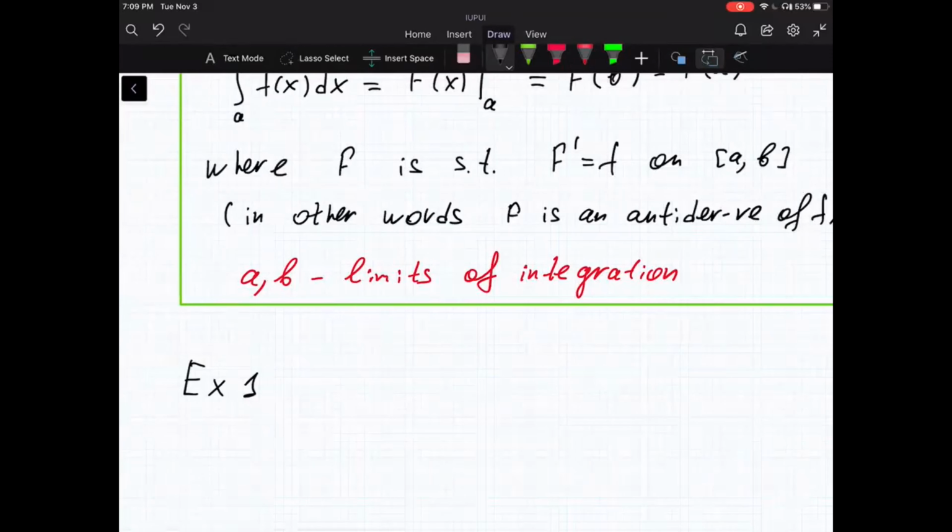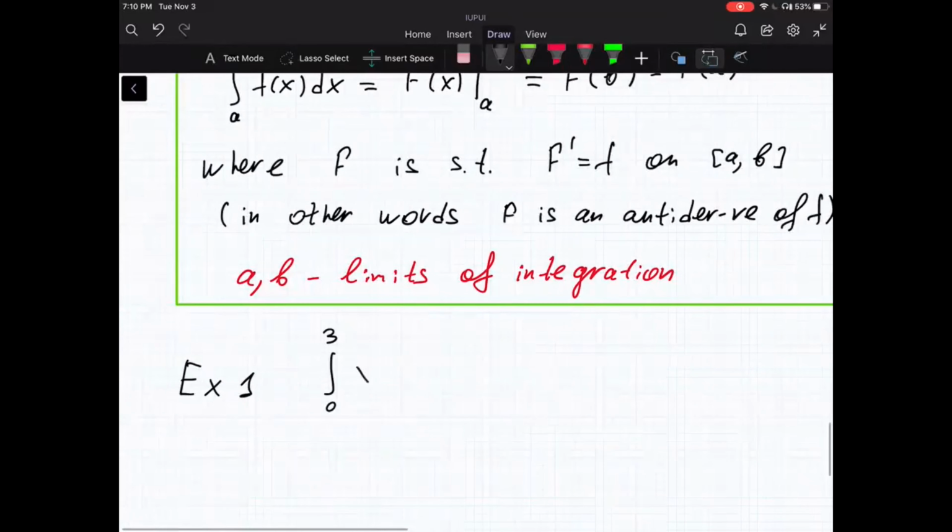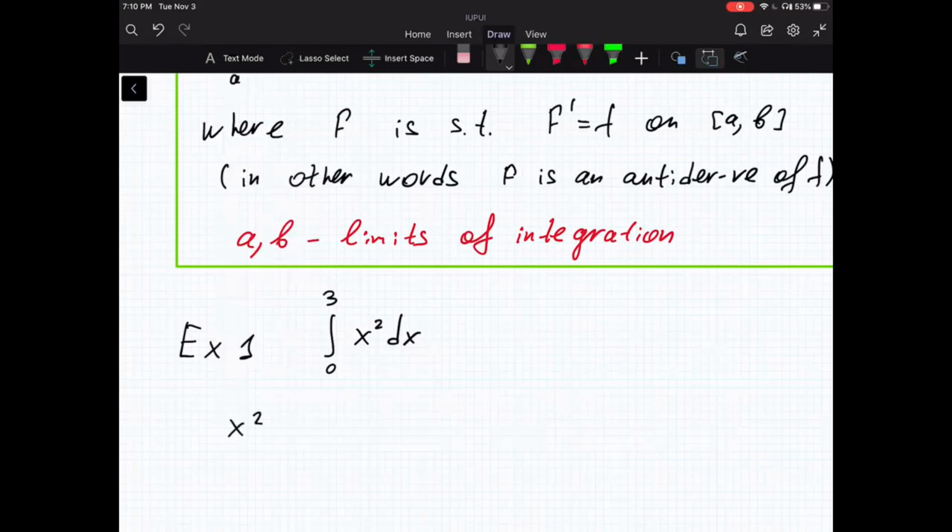Integral from 0 to 3 of x squared dx. So we know the antiderivative of x squared, which is x cubed over 3, one of them. And so I can evaluate this integral by substitution from 0 to 3 into the function x cubed over 3.